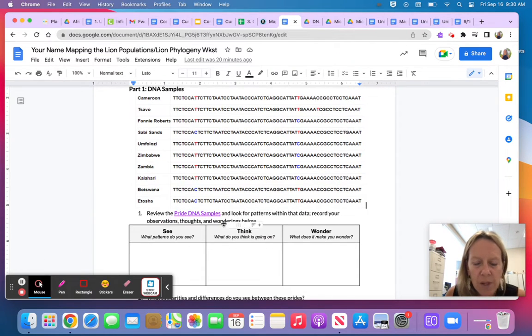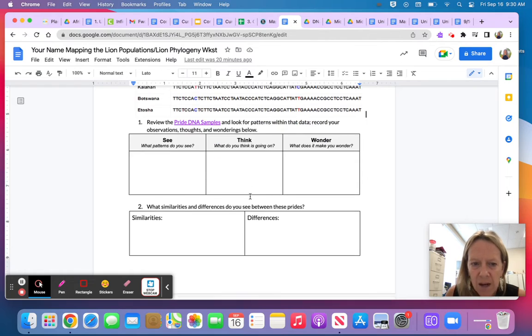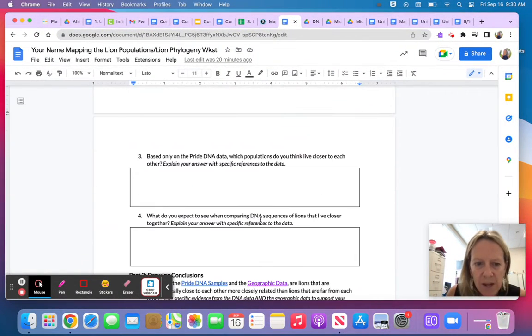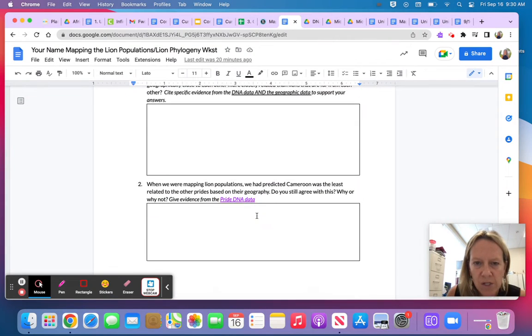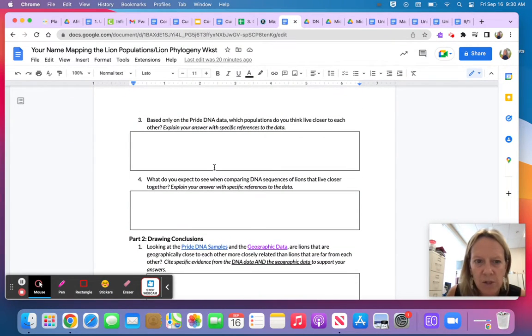So what you're going to do is just look at that data, talk about similarities and differences, and then answer questions 3 and 4 and 1 and 2. So I'll just read through the questions to make sure you understand.